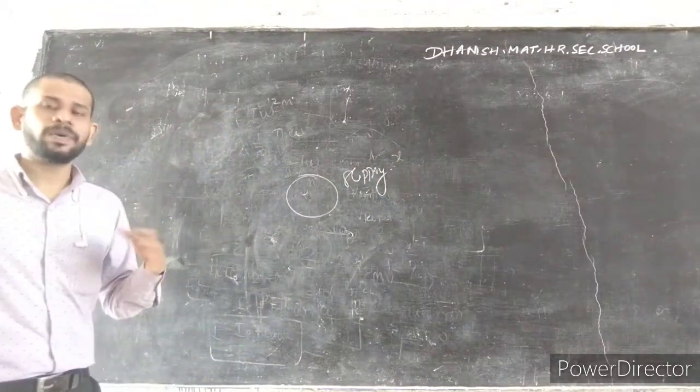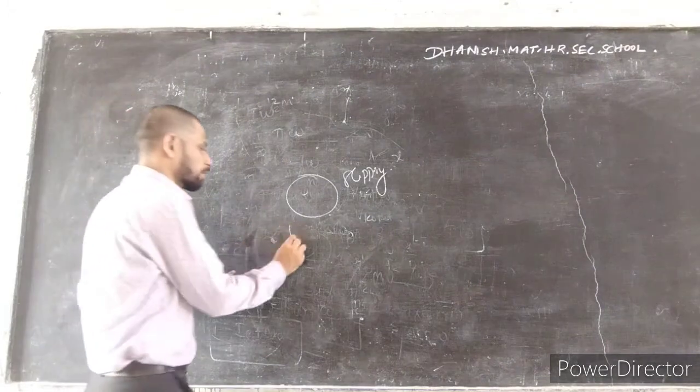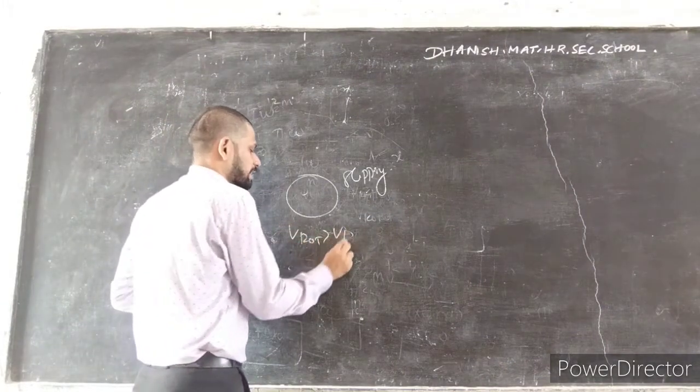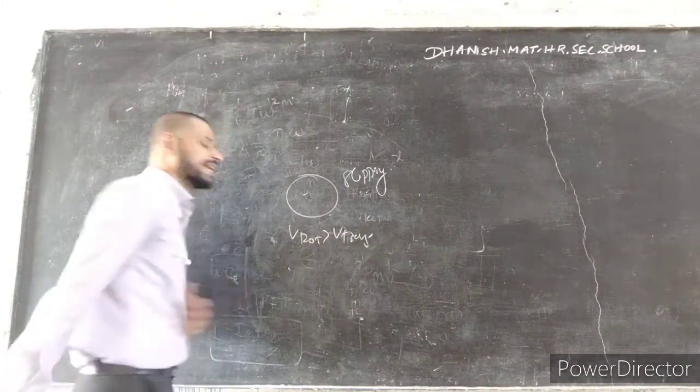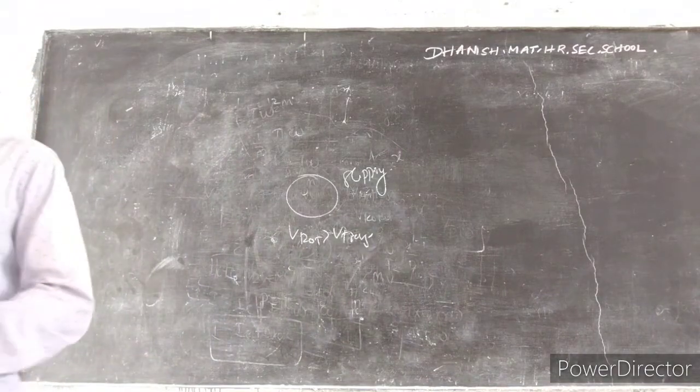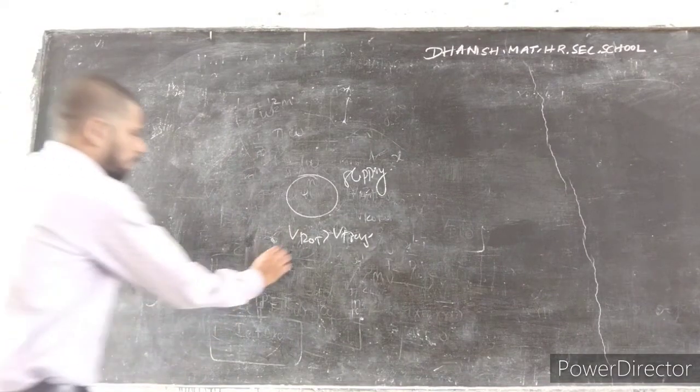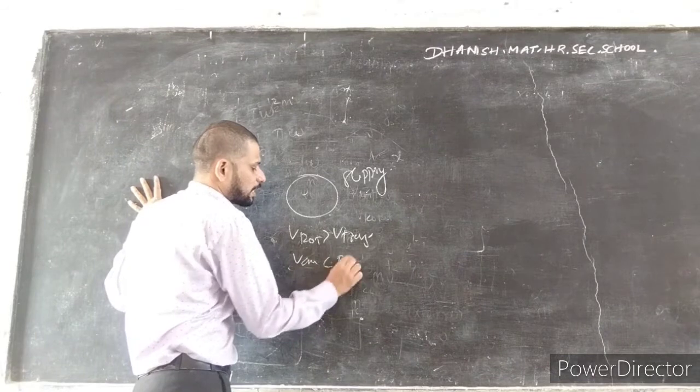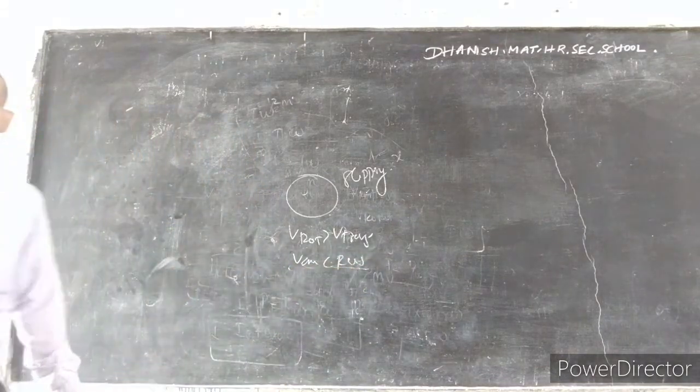What happened to slipping? Here the rotation motion is greater than the translation motion. That means VCM is lesser than R omega.